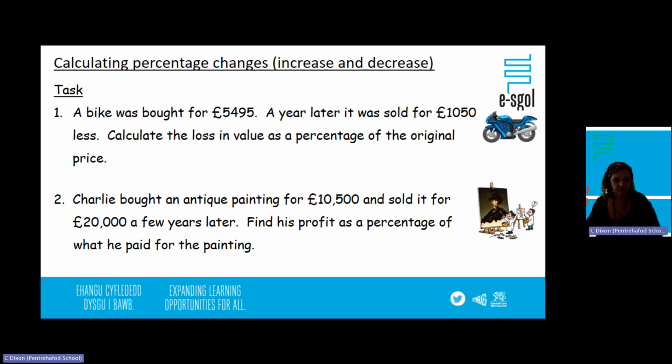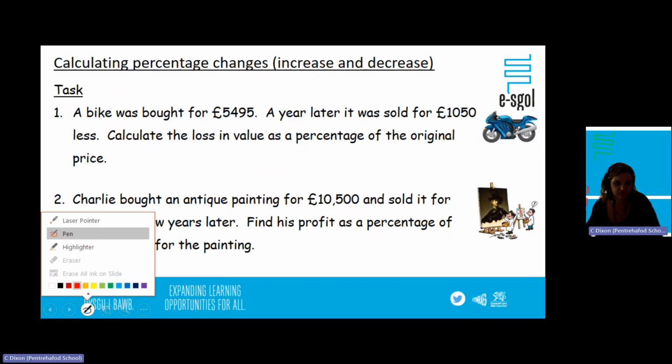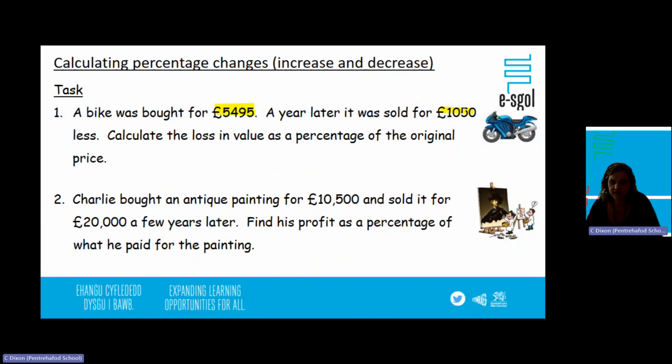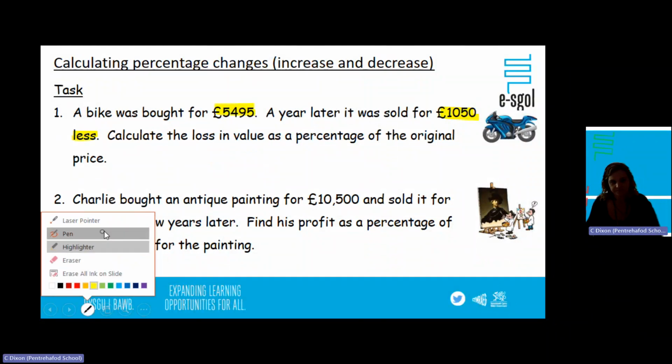Okay, so I'm going to start going over them. I'm going to pick up my key information first of all. So a bike was bought for £5,495. A year later, it was sold for £1,050 less. Okay, make sure we're reading this carefully. £1,050 less. Calculate the loss in value as a percentage of the original.